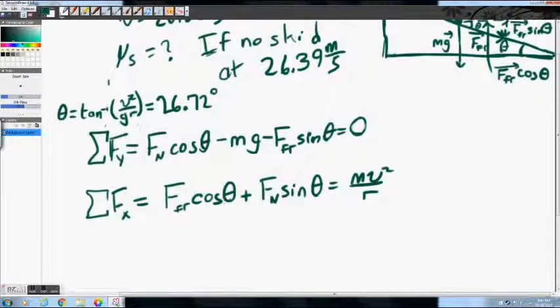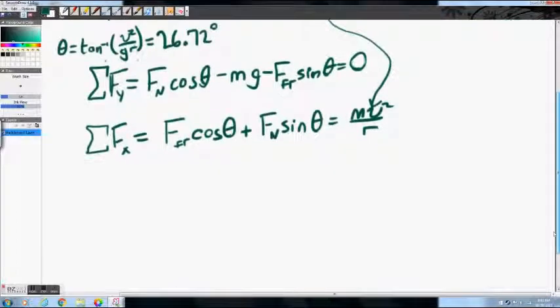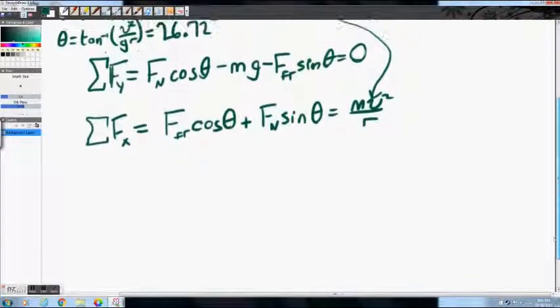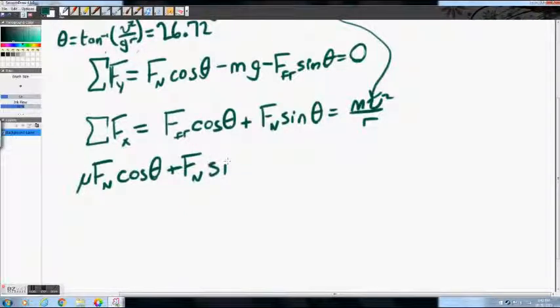Apply that theta equals inverse tangent of v squared over gr, and we'll plug in. So theta equals inverse tangent of v squared, 20.83 repeating, divided by 9.80 divided by 88. So theta is 26.72 degrees. So that is theta.